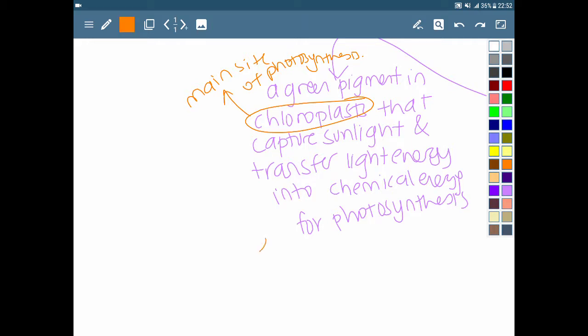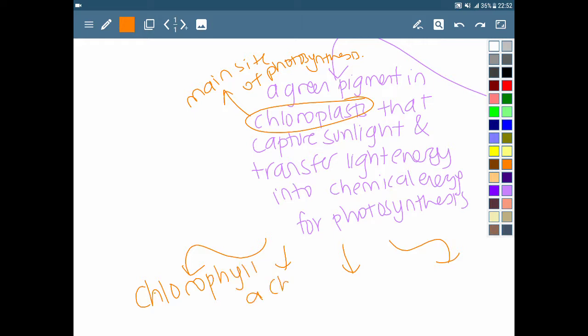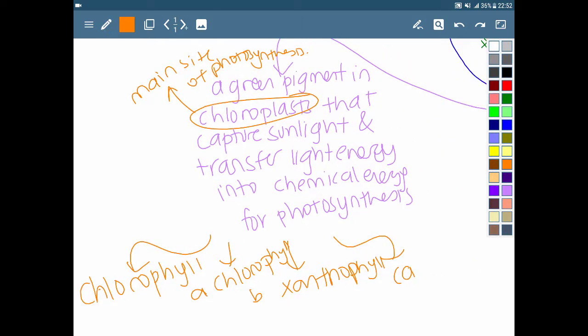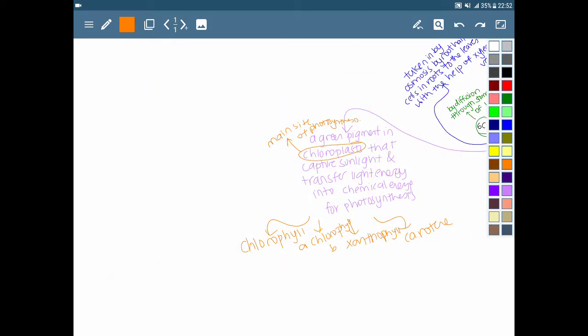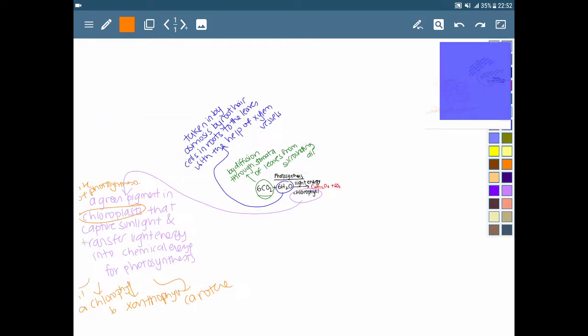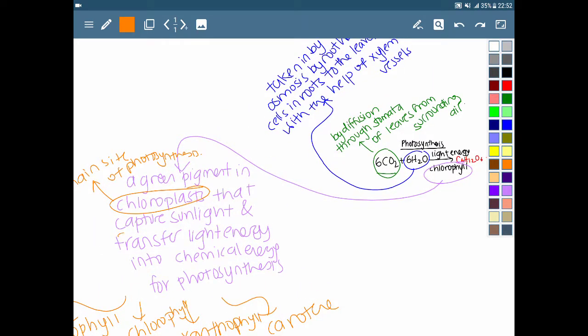Now, chlorophyll itself is a mixture of 4 things: chlorophyll A, chlorophyll B, xanthophyll, and carotene. I'll just write it properly. Carotene. Now, that is chlorophyll, and its main job is to capture sunlight and transfer light energy into chemical energy for photosynthesis.